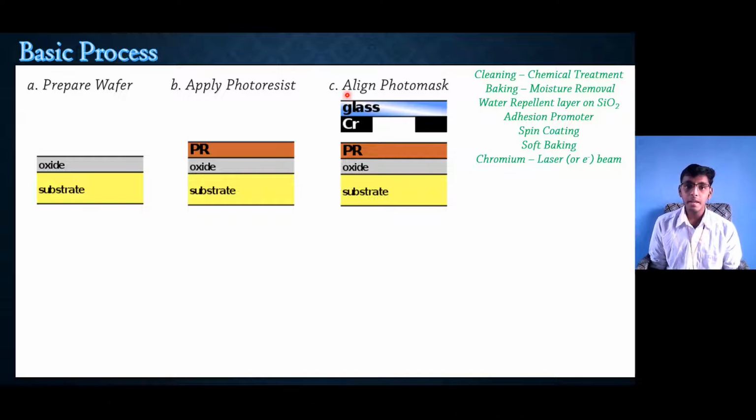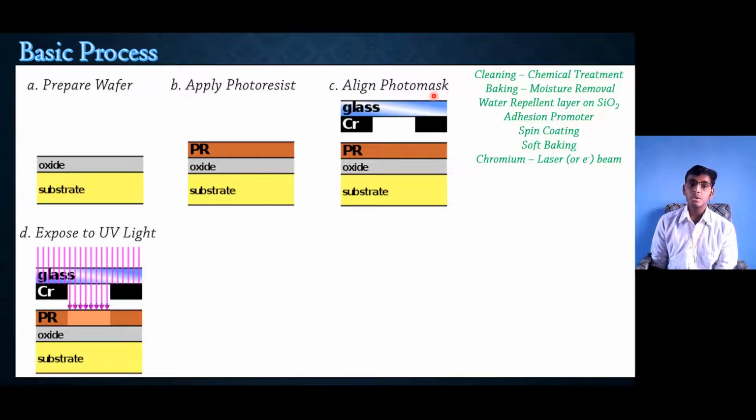So we need to carefully align this photomask. It has to be exactly parallel to the photoresist layer. Improper alignment or some tilt in the alignment of the photomask will lead to what is known as overlay errors. This is the place where human errors can be induced. We need to take care of this step very carefully.